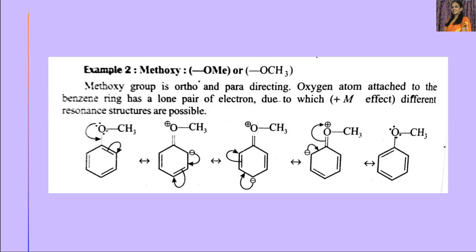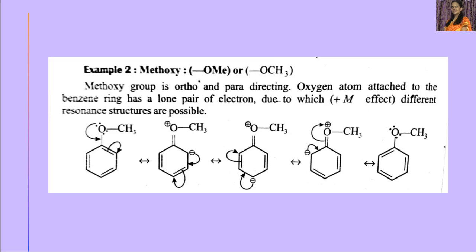Now, as a second example, let's consider the methoxy group, the OCH3 group, when it is present on the benzene ring as the first substituent. Let us discuss how it will influence the next electrophile. The methoxy group is an ortho and para directing group.